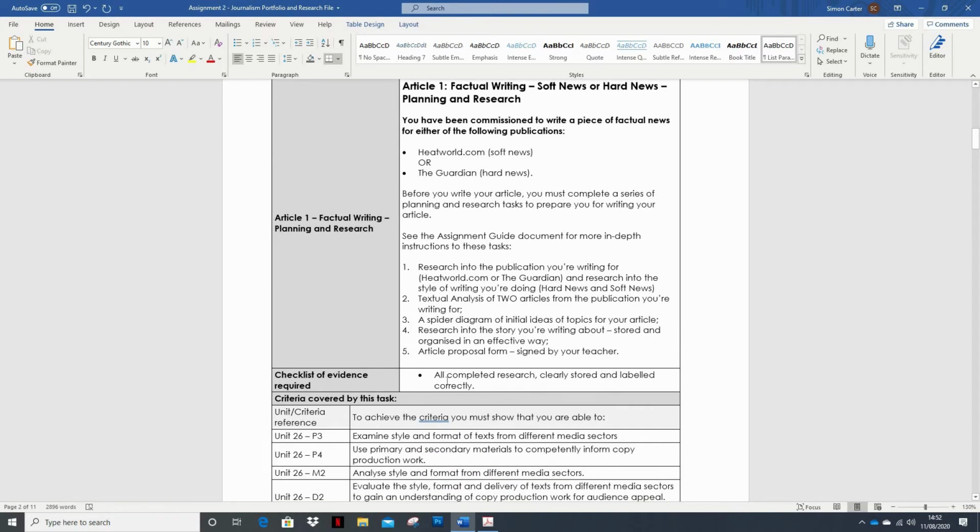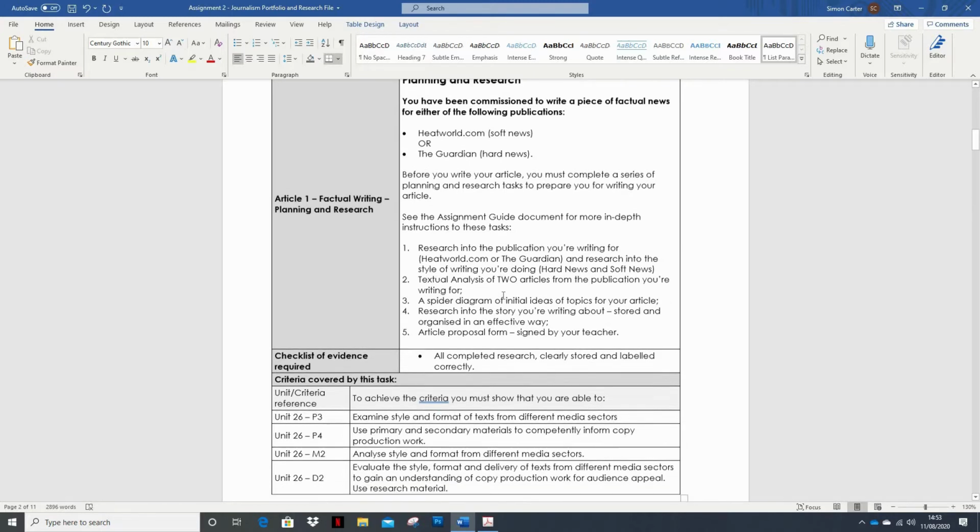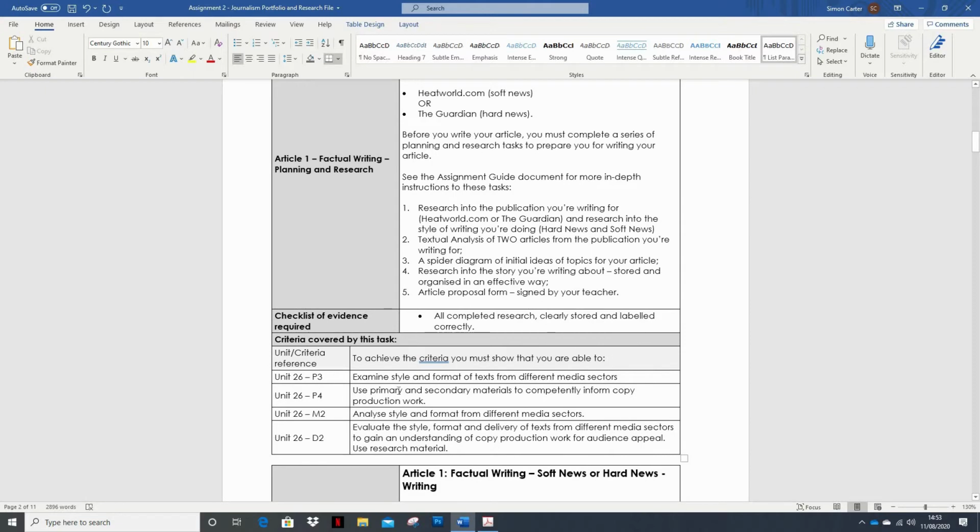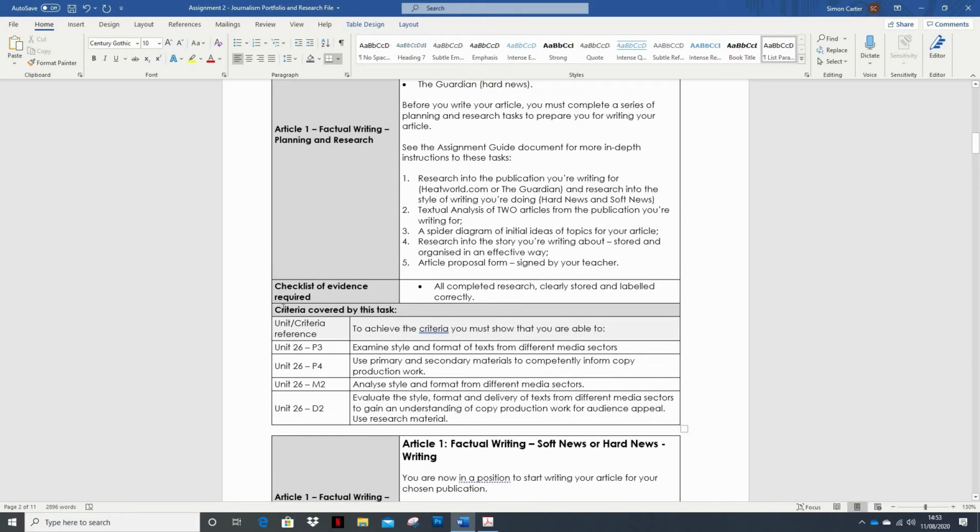And the checklist of evidence is basically what do you need to submit. So for this one here, it says the checklist of evidence required is all completed research clearly stored and labeled correctly. That's what I'm expecting you to hand in, which is all this. Now this is the bit that can confuse people. So underneath it, you've got this bit where it says criteria covered by this task.